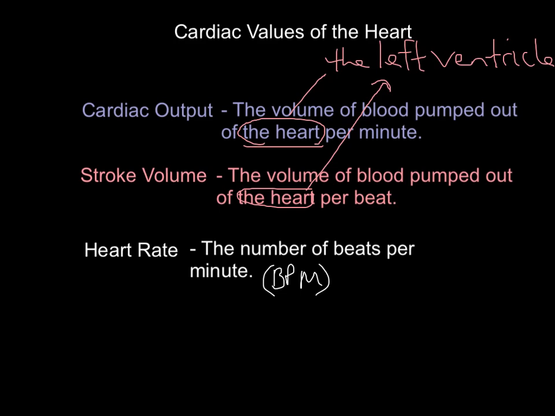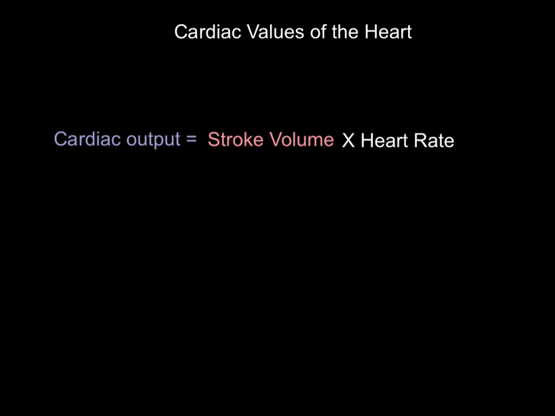Okay, what they sometimes like to ask is the relationship between the three. So let's have a quick look at the relationship between the three. And there is the very simple equation that links the three. Cardiac output equals stroke volume multiplied by heart rate.